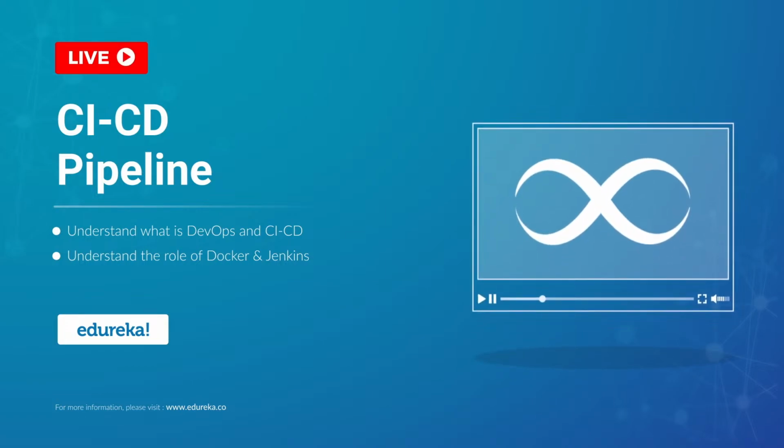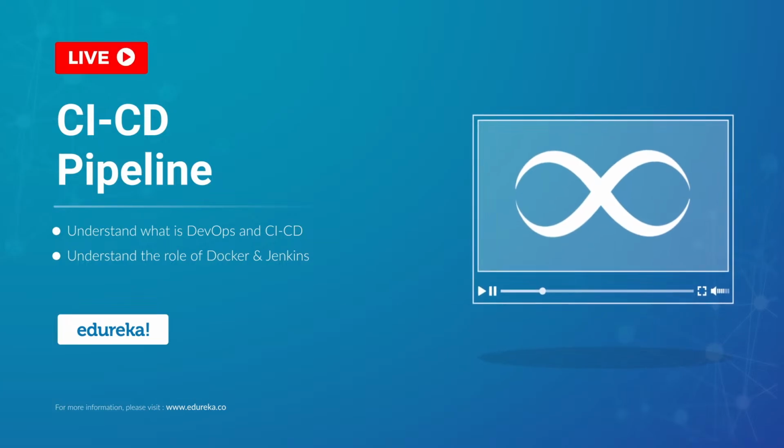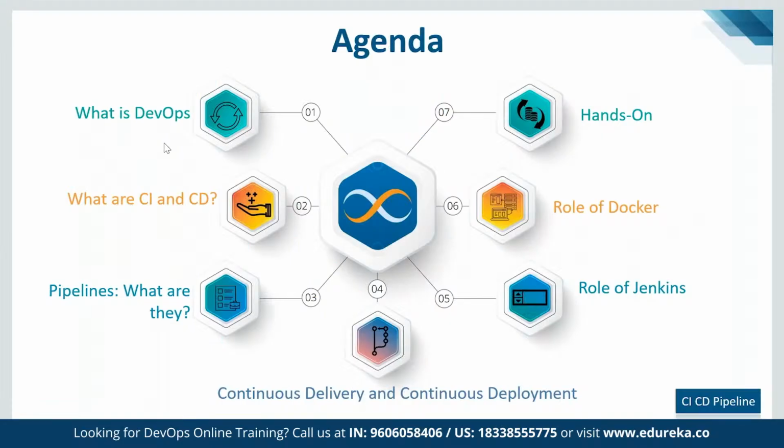Here in the slides you will see what we are going to cover today. First, what is DevOps, what are CI/CD pipelines, and why pipelines are being used. Then, what are continuous delivery and deployment models, what is the role of Jenkins, what is the role of Docker, and the hands-on. These are the topics we'll be covering. So first, let me start with what DevOps is.